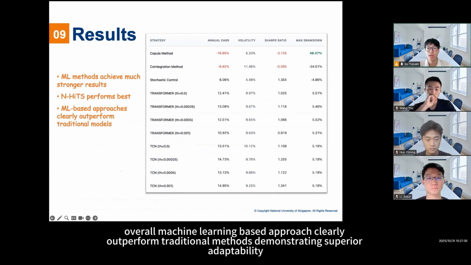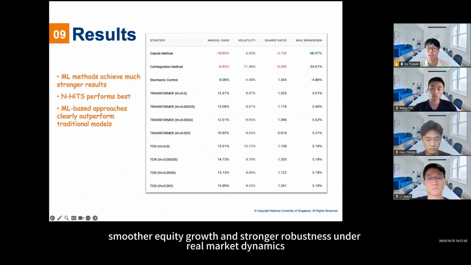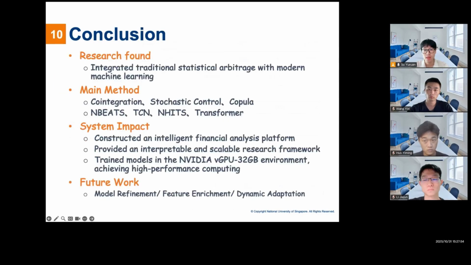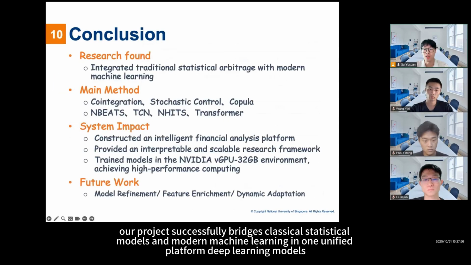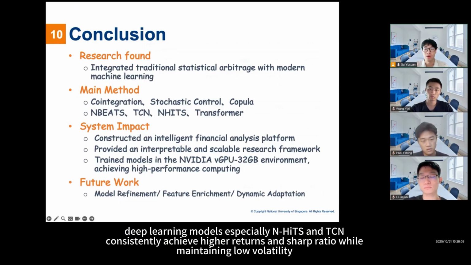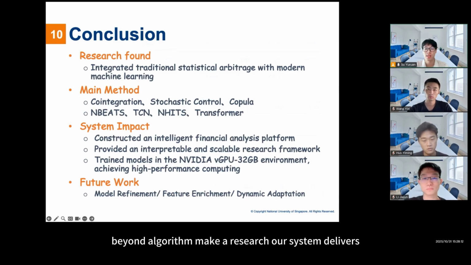Overall, the machine learning-based approach clearly outperforms traditional methods, demonstrating superior adaptability, smoother equity growth, and stronger robustness under real market dynamics. Our project successfully bridges classical statistical models and modern machine learning in one unified platform. Deep learning models, especially NHITS and TCN, consistently achieve higher returns and Sharpe ratios while maintaining low volatility.